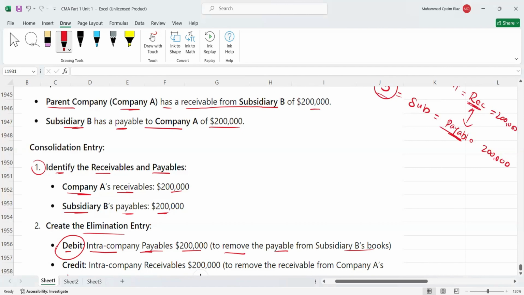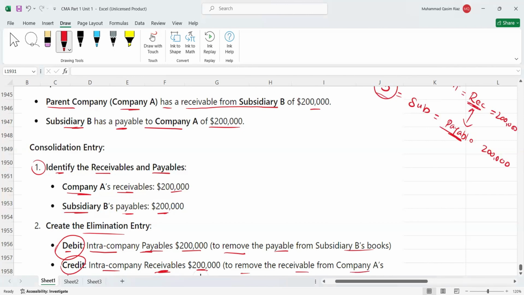And then we will credit the intra-company receivables, because we know normally receivables are debit. So once we credit it, it means we are eliminating. So we'll credit intra-company receivables of $200,000. Why are we crediting? To remove the receivables from company A's books, right?